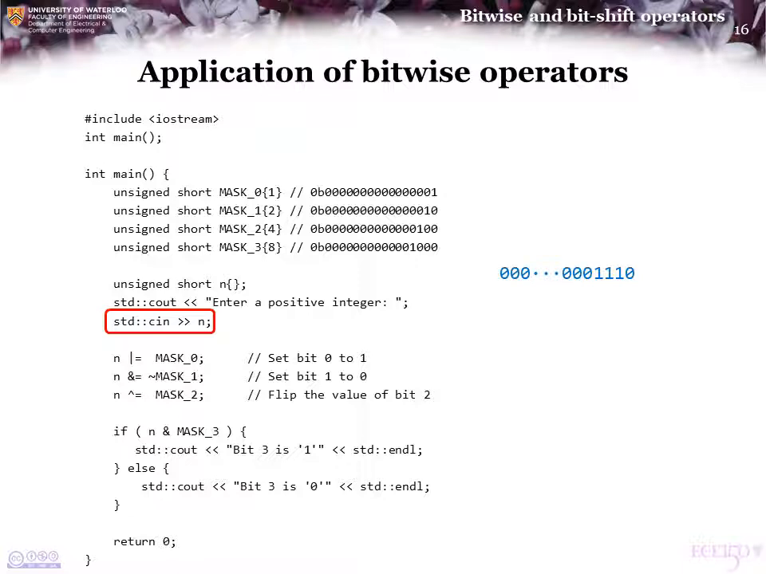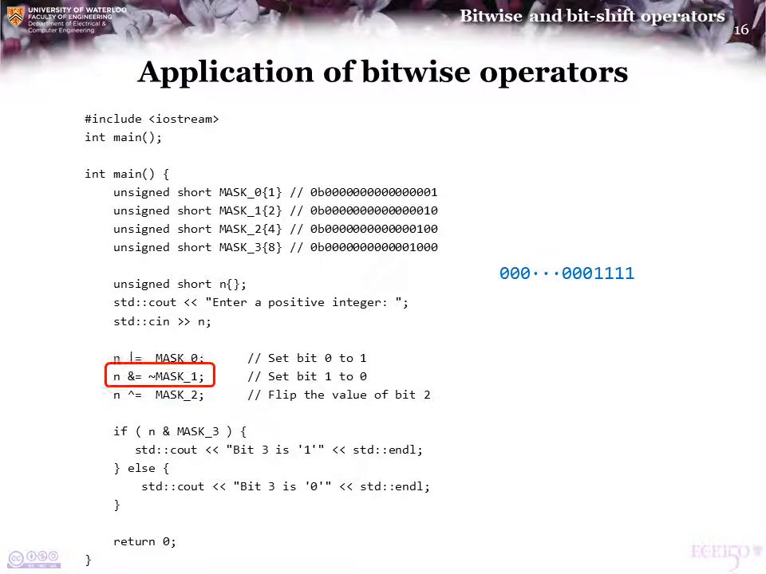Now, suppose we execute the command n bitwise OR equals mask 0. Well, mask 0 has a 1 at bit 0, and so what this will do is it will set bit 0 to 1 regardless of what value was there previously. In this case, bit 0 was 0, and so it will be set to 1. If bit 0 was already 1, this would have no effect. It would remain as 1.